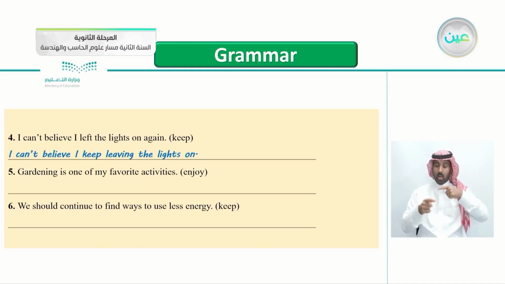Number 5, gardening is one of my favorite activities. This is an easy one actually, and the verb is enjoy. Do we say I enjoy gardening or I enjoy to garden? Yes, very good. I enjoy gardening. So enjoy comes before a gerund.